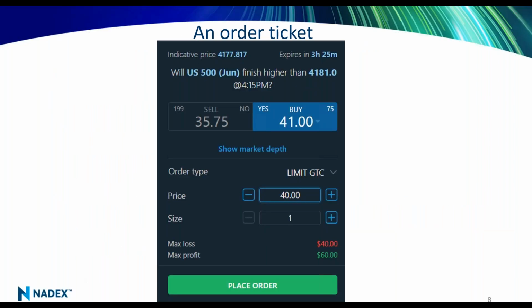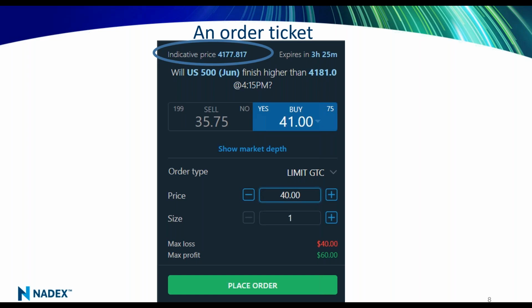So let's quickly look at an order ticket, and then I am going to do a practical demonstration of all this, but I want you to see what's on the order ticket now. First up, there is an indicative price. That is where the S&P future is currently trading. At the time, it was trading at 41.77.